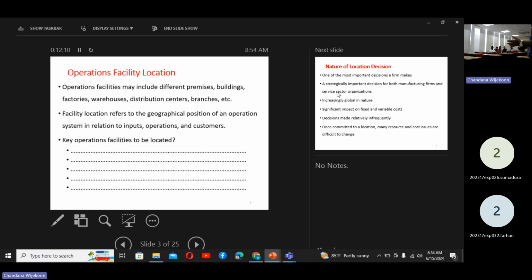So there can be various different premises and buildings used. Some of them are mentioned here. We will also identify furthermore. So facility location refers to identifying the most suitable place for each facility, or the most appropriate places for them, to manage operations in a smooth and efficient manner, right? And to fulfill the requirements of the business.